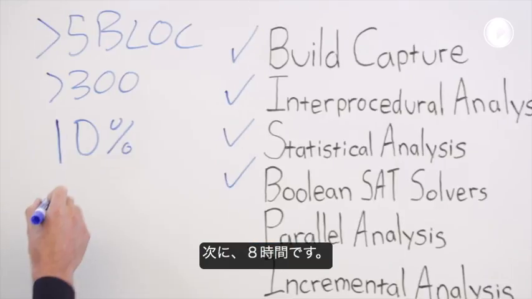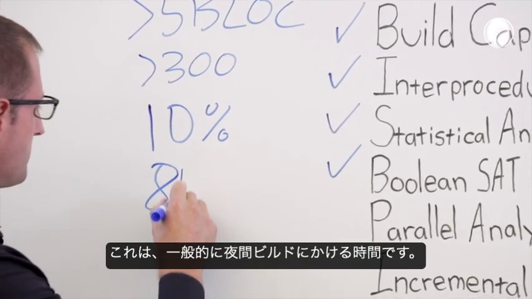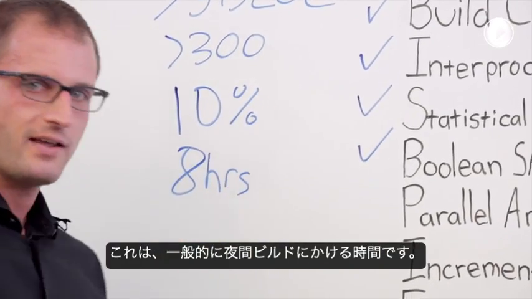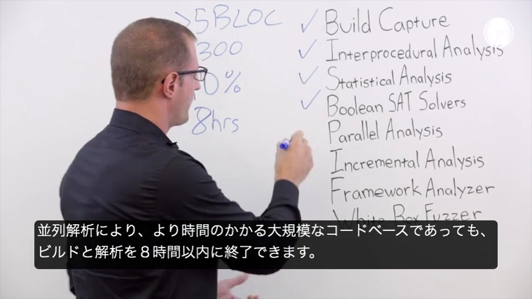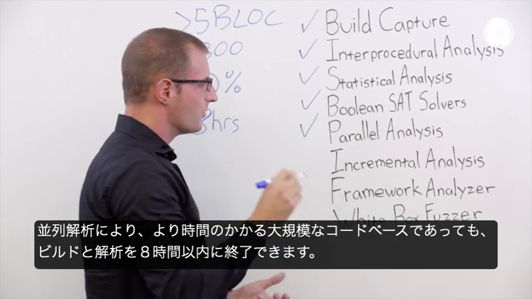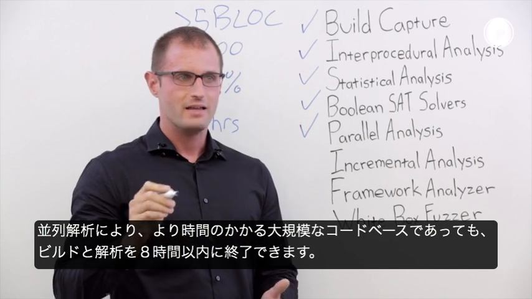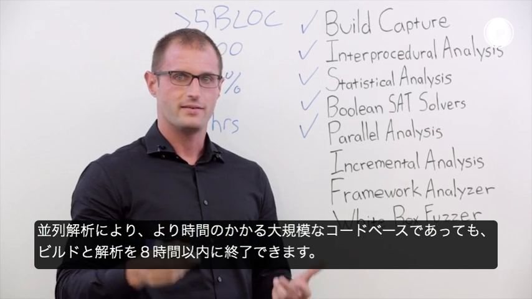Let's see, 8 hours. This is how long we have for a typical nightly build. With our parallel analysis, we're able to build and analyze even the largest code bases within this 8-hour window.